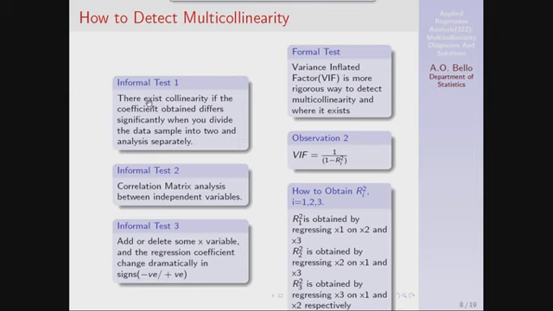We should know that in most cases, the problem of multicollinearity is not really about the presence or absence of multicollinearity. It's more about the degree at which multicollinearity exists between our independent variables. So let's look at this one. There exists collinearity if the correlation obtained differs significantly when you divide the data sample into two halves and analyze them separately.